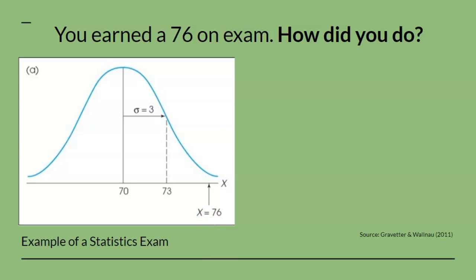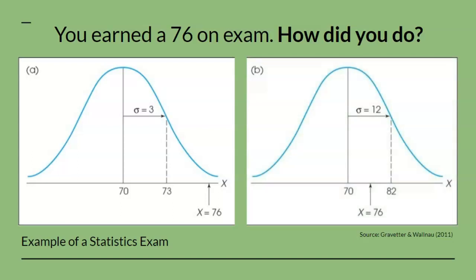Nice! But what about this second scenario? Here, the mean is still 70, but now the standard deviation is 12. So your score of 76 falls, well, better than the average, but you could have done better on the exam. In this scenario, knowing the mean and standard deviation are helpful pieces of statistical information to make interpretations or inferences about the data.